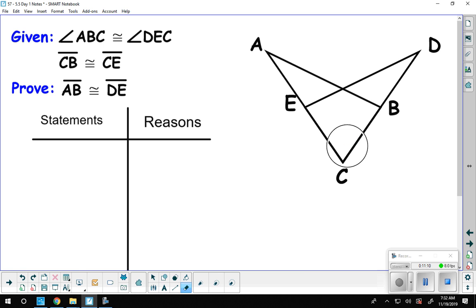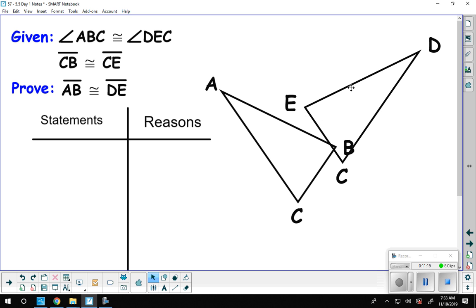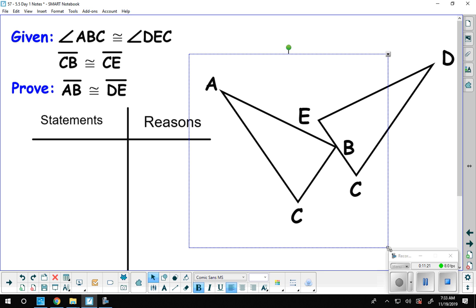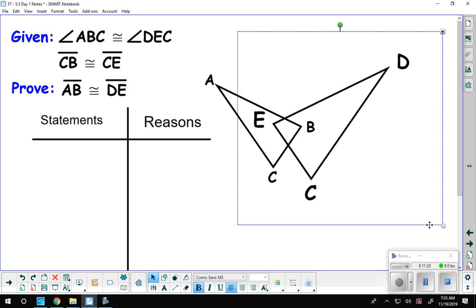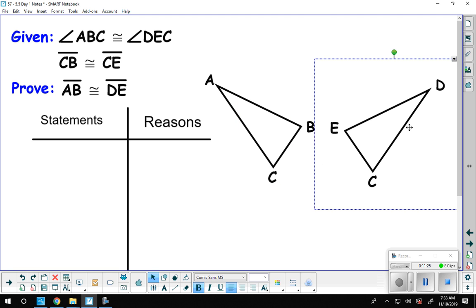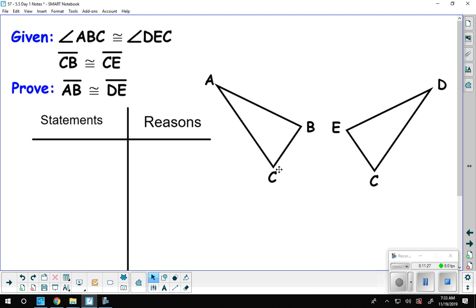So I'm going to split the two triangles. Again, don't change the orientation. So we have triangle ABC, and then we have triangle ECD. And you can see that angle C in this triangle is congruent to angle C in this triangle because they were overlapping. They're the exact same angle. So I'm going to write that step here. Angle C is congruent to angle C.